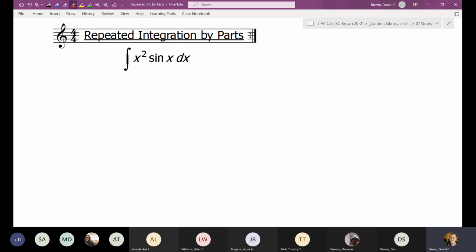So if I'm looking at this one, you can't integrate it. There's no normal u-substitution that works. If u was x, or u was sine, nothing works. Integration by parts is going to be what it is. So again, I have x squared, which is an algebraic thing, sine, which is a trig thing. LIATE, algebra comes before trig. So I'm going to let my u be x squared, my dv be the sine of x dx, and use that to find du and v.